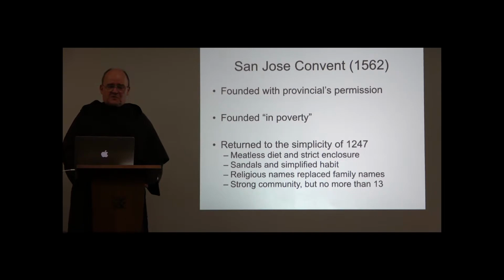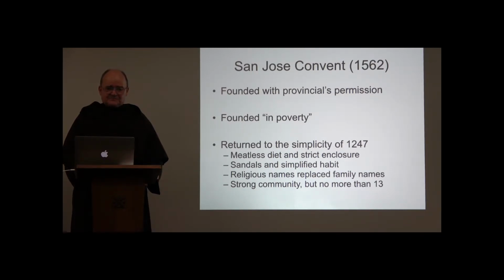She sought out permission from the provincial of Castile, to found an experimental community. This was the convent of San Jose, which opened its doors in 1562.